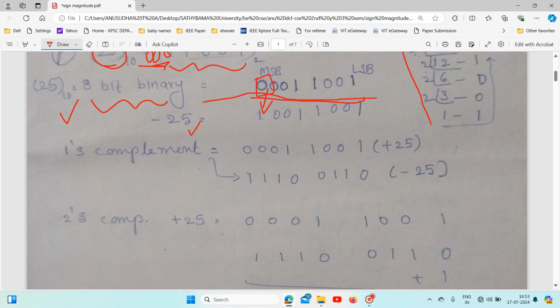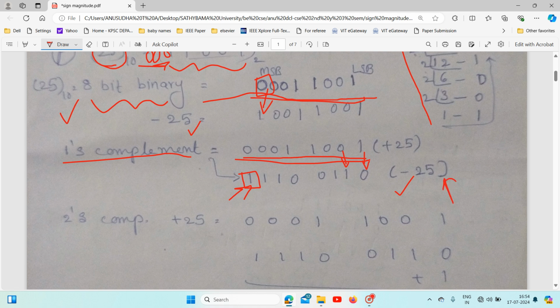You know very well what ones complement and twos complement are. Ones complement means you just have to invert the value of the positive number. Whenever you have 1, it changes to 0, and whenever you have 0, it changes to 1. We have to perform the invert operation for the entire binary length. After that, we get this result. Here, as the MSB bit is 1, the result is minus 25, in the form of 1's complement.